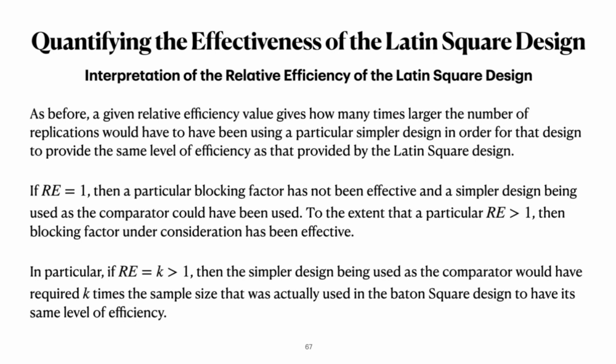So if the relative efficiency is greater than 1, and in particular if it's equal to k greater than 1, then what that means is that the simpler design being used as the comparator would have required k times the sample size that was actually used in the Latin square design to have its same level of efficiency.